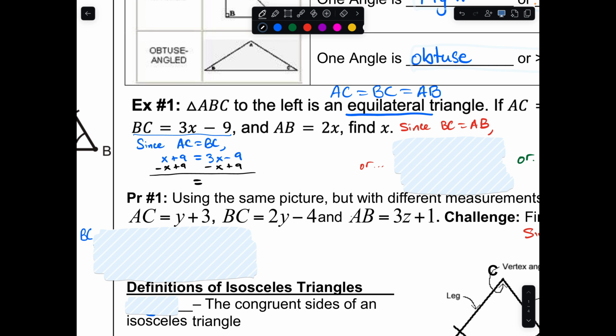So when I combine my like terms, on the left side of the equal sign, I'll be left with 18. And on the right side of the equal sign, 3x minus x is 2x. We're almost done. 2 times some number x equals 18. That should leave us with x equals 9. And that's it. We're done.